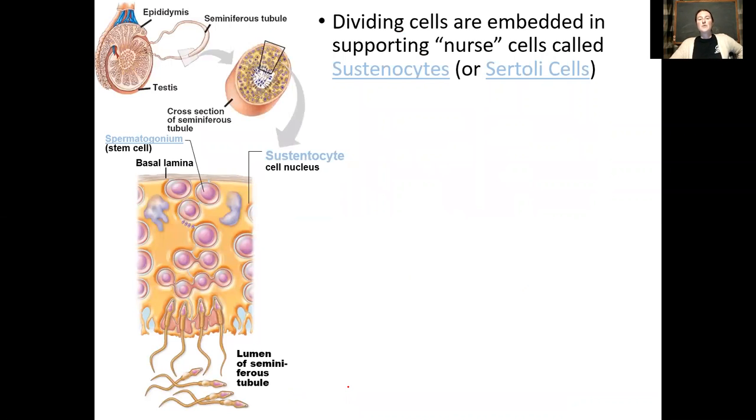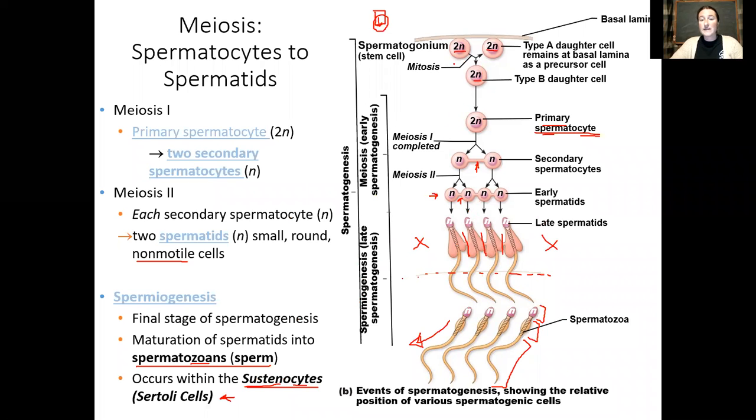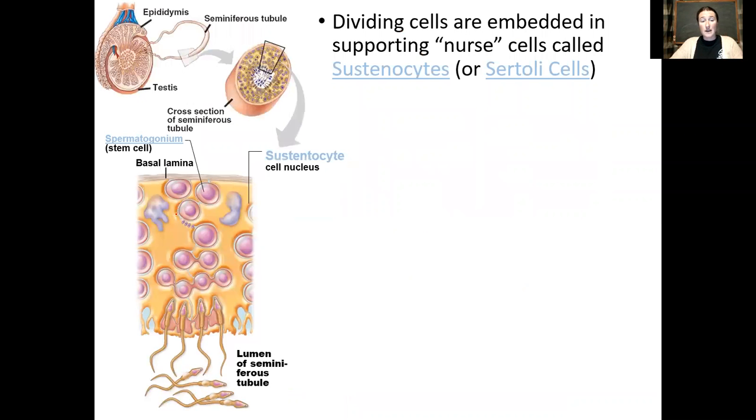Okay, so let's talk a little bit more about these sustentocytes. So on this slide, we see just the process of spermatogenesis, and all of this white is just left to the imagination. Now, let us look at what is actually in that white space. For some perspective, here is the edge of the seminiferous tubule. So essentially looking at this little chunk through the tubule right here.